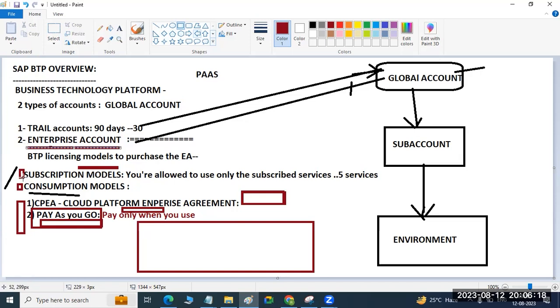In the enterprise account also, you can go for the subscription-based model or consumption-based model. Can we go for consumption and subscription in the trial account also, right? No, in the trial account there is no consumption or subscription-based model. But you can subscribe to it. You can pay the amount and get that service in your trial account.